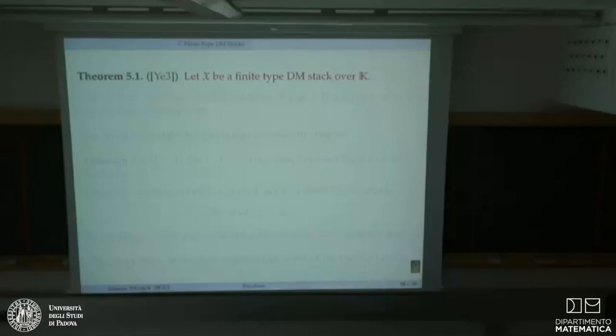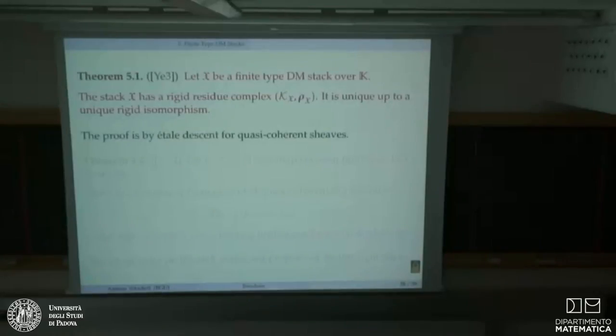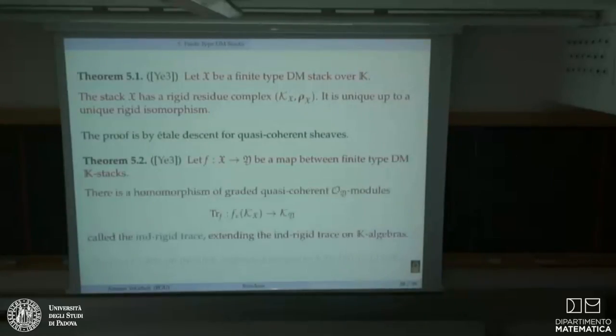Okay, so as I indicated, every such Deligne-Mumford stack has a rigid residue complex, and it's unique up to unique rigid isomorphism. So étale descent allows you to glue in each degree a quasi-coherent sheaf, and the differentials also glue, and you get this existence. So this is rather simple-minded after you get used to this. Secondly, if we have an arbitrary map of Deligne-Mumford stacks, we have this rigid trace on the pushforwards, and this is done using the étale codescent.